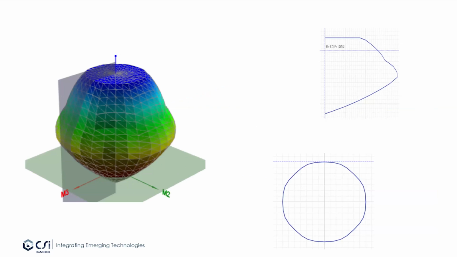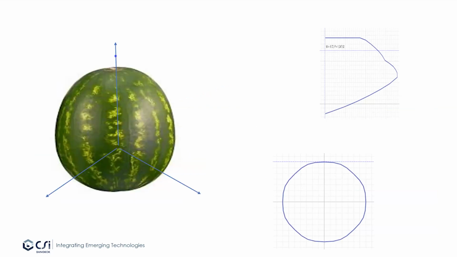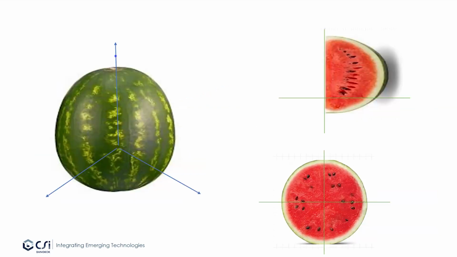Actually, when I teach this one, I normally give the analogy of a watermelon, where you have a watermelon and you cut it vertically and horizontally, and you get that information. Students tend to remember this more clearly, how this came through.